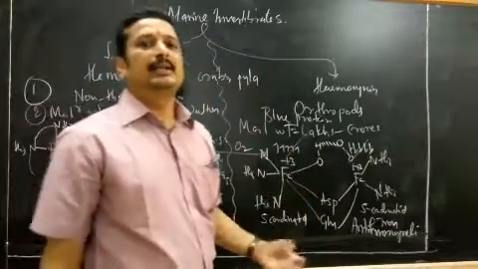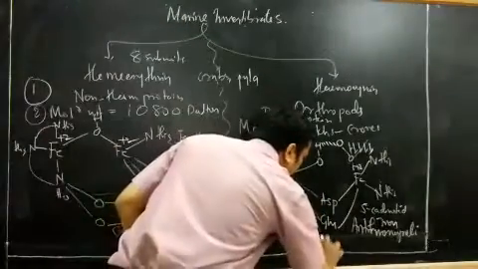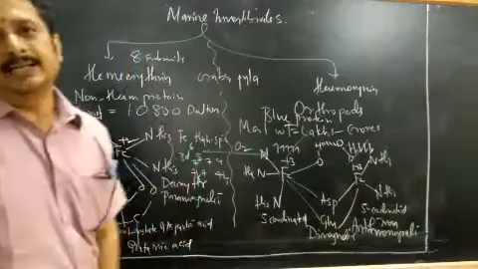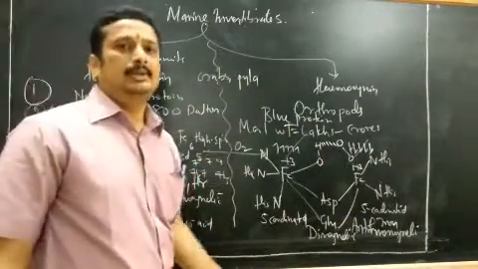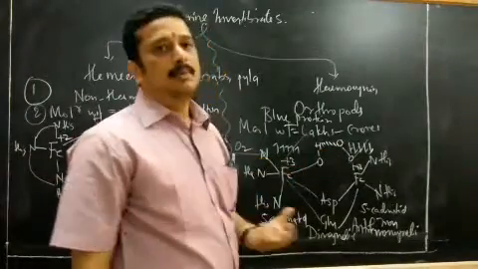And oxyhemerythrin is diamagnetic in nature. So like here it is paramagnetic, here it is diamagnetic. So oxyhemerythrin is diamagnetic in nature, but it has color. So why? Because you can see here they have formed peroxide.